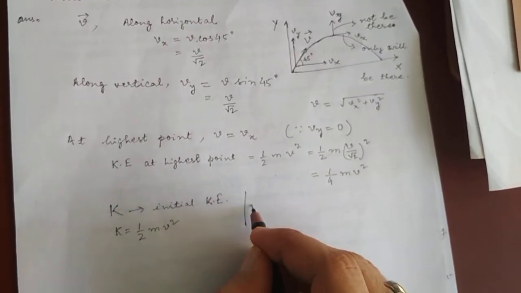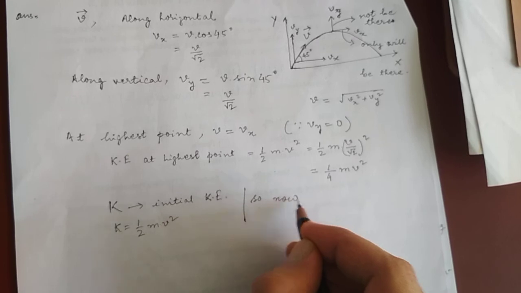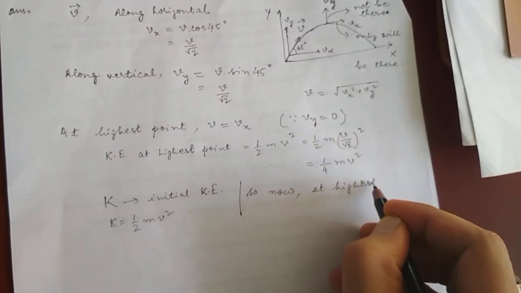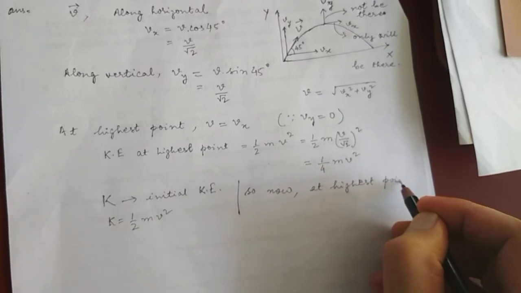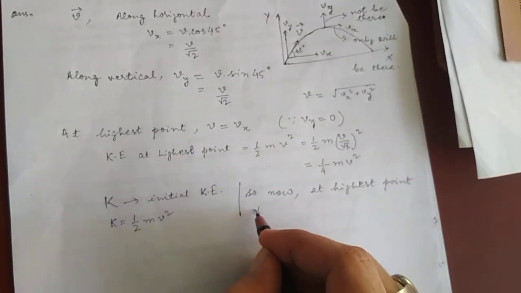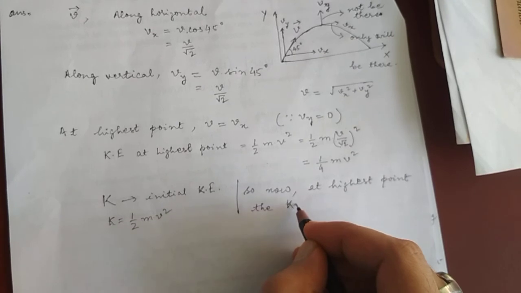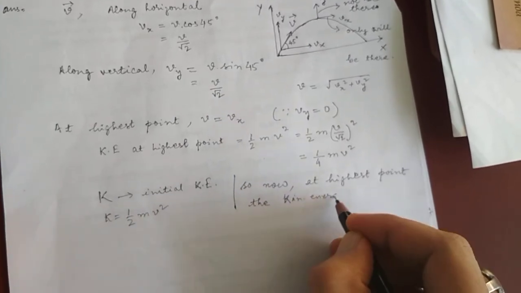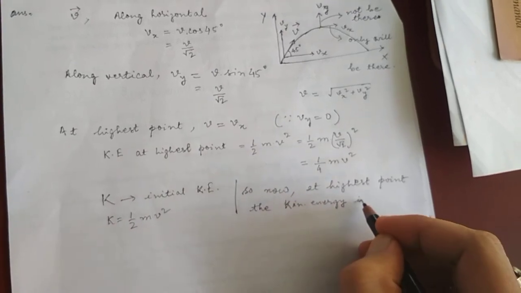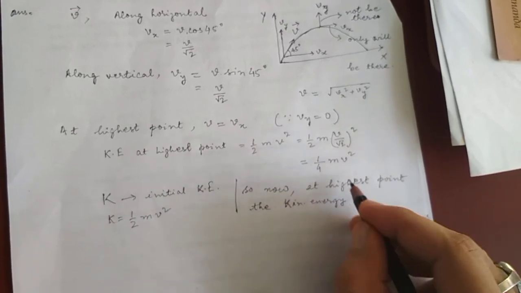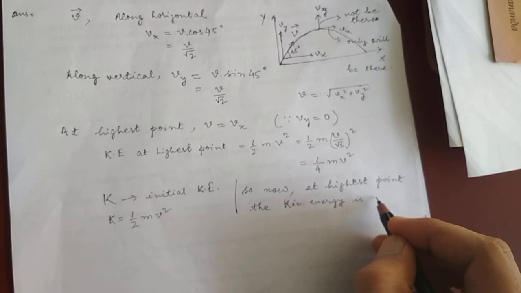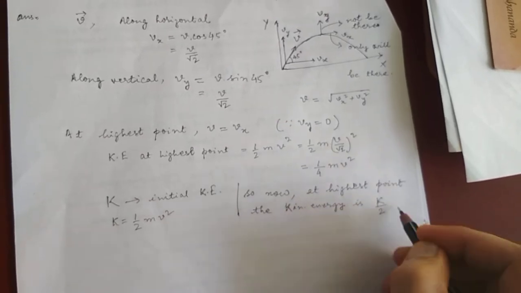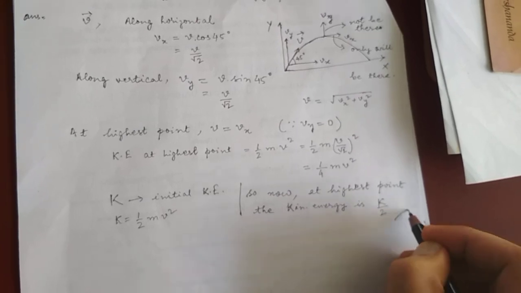So now at the highest point, the kinetic energy is 1/4 m v square, so it is K by 2, right? So that is your answer.